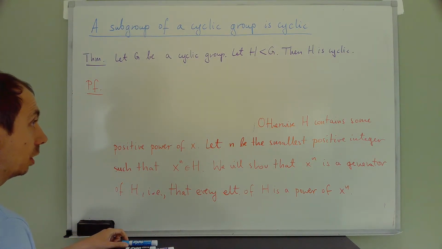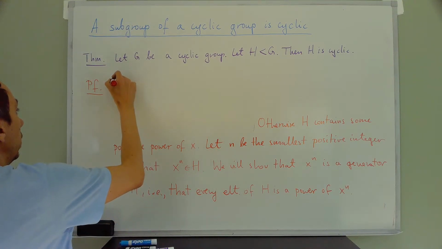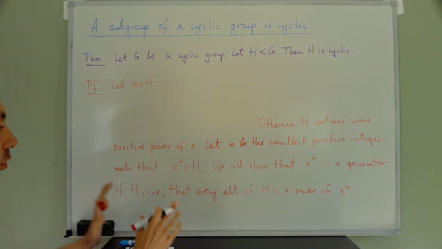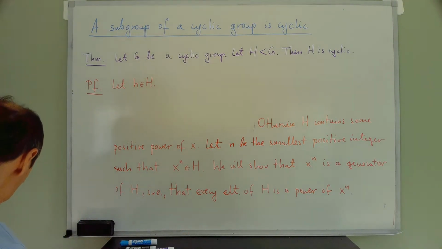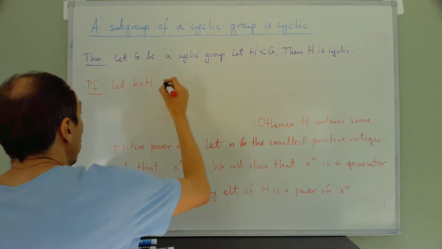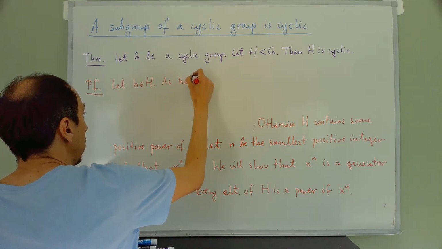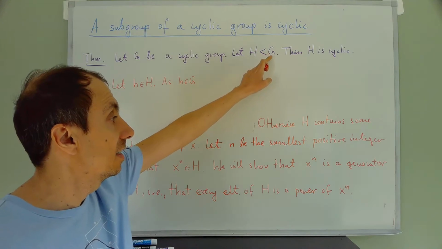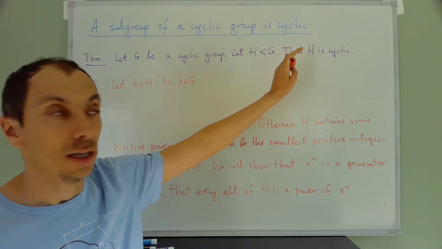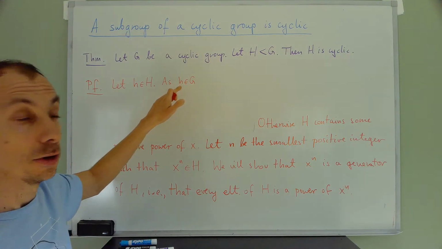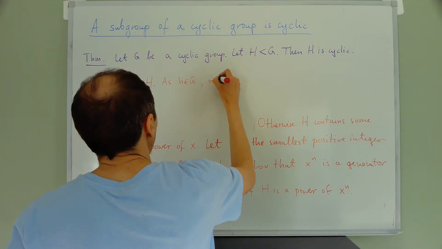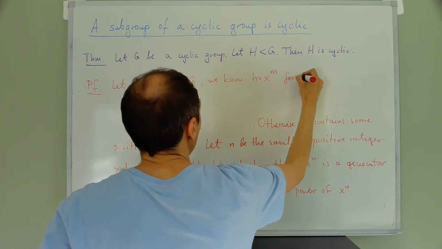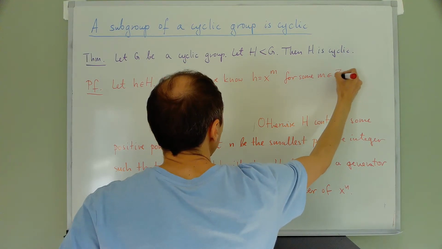So let's take some h that is in H. So let h be in H. Right? So I want to show that this is a power of X to the n. Well, as h is also an element of G, surely, right? Everything in H is an element of G, and X is a generator of G, so G is cyclic, then this is also a power of X. We know h is equal to X to the m for some m in Z.